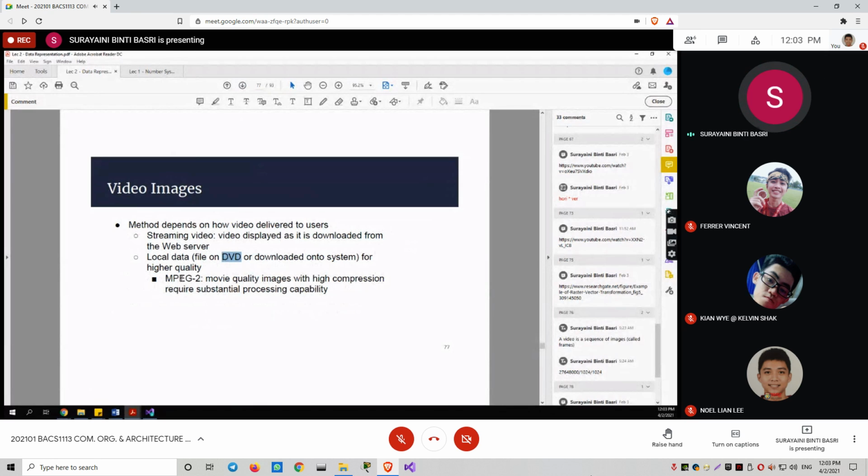So for movie quality, there is MPEG 2. I pronounce it as MPEG 2. It is a movie quality image with high compression, which requires substantial processing capability. Meaning it has high compression, but that compression will need substantial processing capability of your computer.